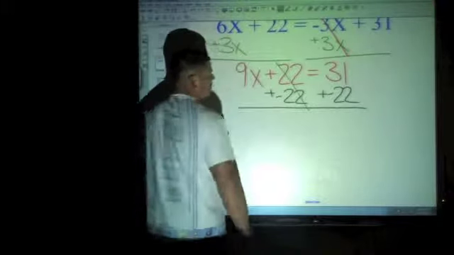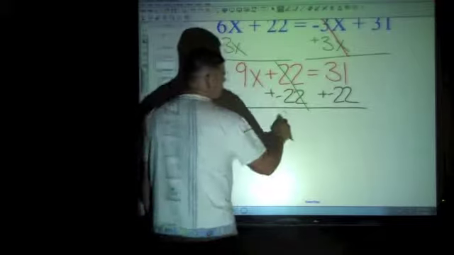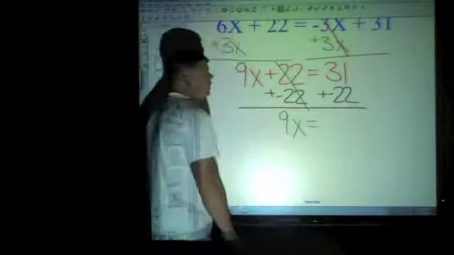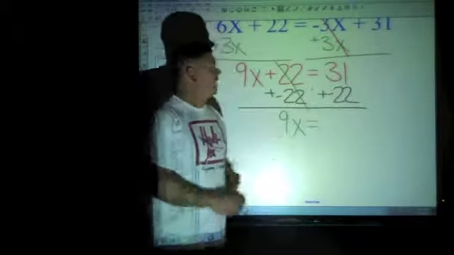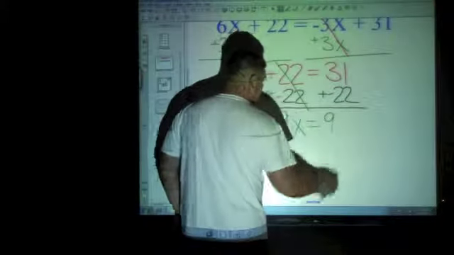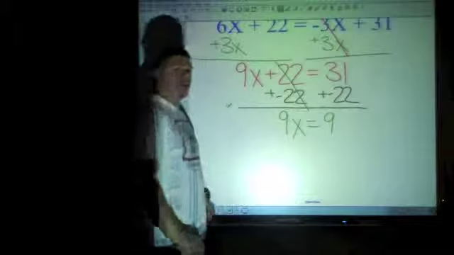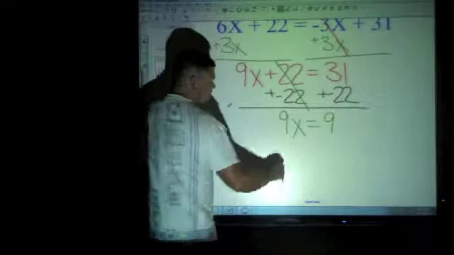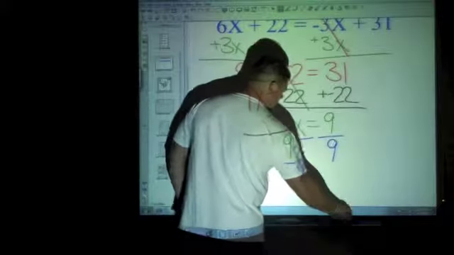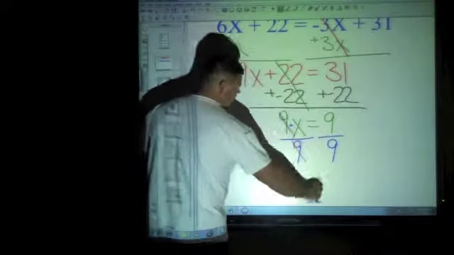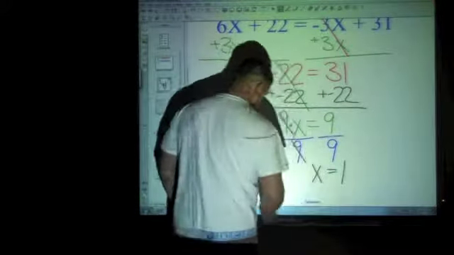Now those cancel out, and I'm left with 9x is equal, and when I do this, do I have more positives or do I have more negatives? I have exactly 9 more positives. So I haven't completely finished it yet. I'm close. I have to divide both sides by 9, because that's the opposite of multiplying by 9. And now I end up with x equals 1.